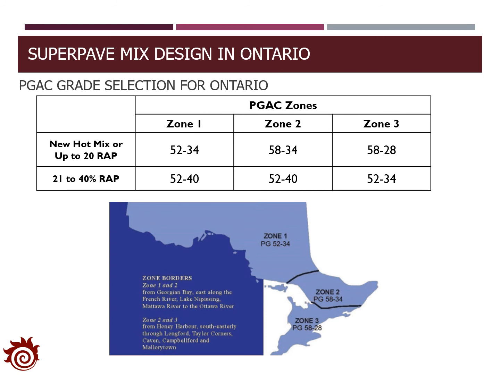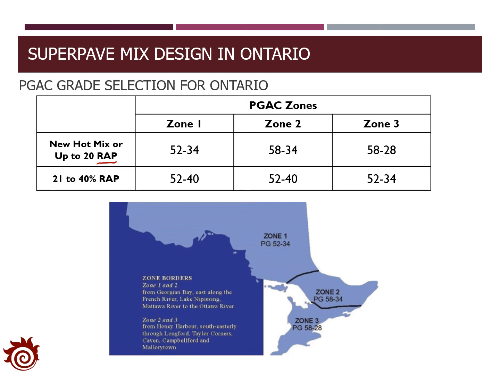The whole province is divided into 3 PGAC, performance graded asphalt content, zones. The figure below shows the division of these 3 zones. Basically, in each zone, we will have 1 performance grade for asphalt binder. If we are using the new hot mixed asphalt, or less than 20% of RAP, the recycled asphalt pavement, then we can find the performance grade in the first row.